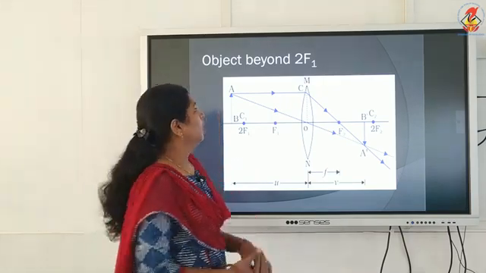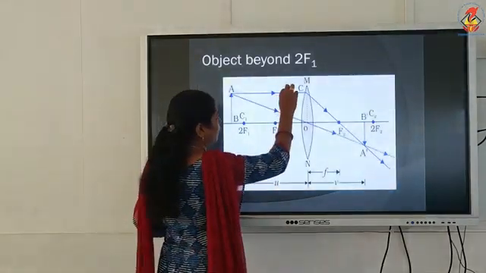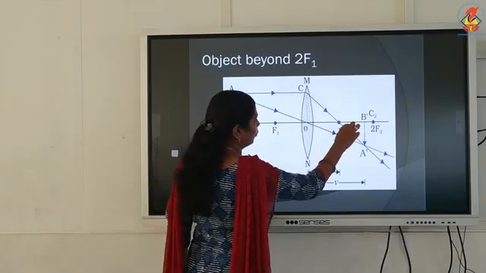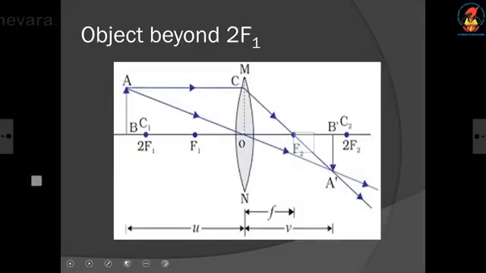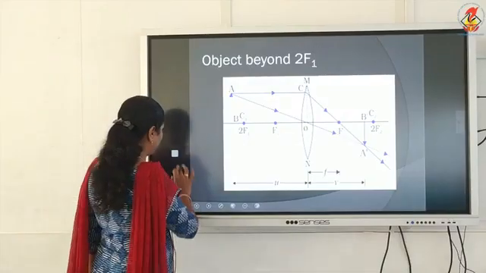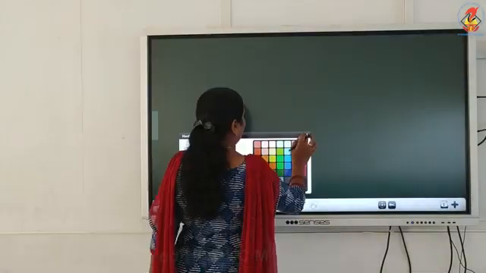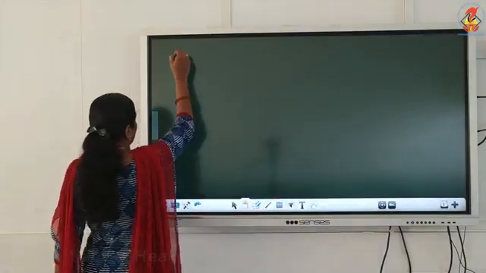Okay. So first rule, a ray of light parallel to the principal axis, after refraction passes through the principal focus on the other side of the lens, and a ray of light passing through the optic center will not suffer any deviation. Now I will show you how to draw this one. Okay, that is the second one.